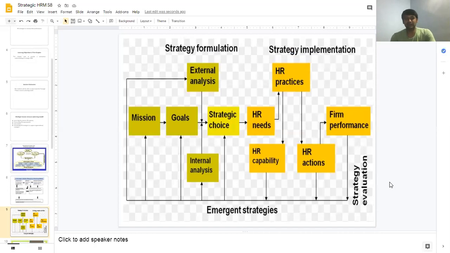In this particular slide as well, it explains in a very brief manner the different human resource management strategies. It starts with mission and goals, external analysis and internal analysis, which leads to the strategic choice and HR needs. Later, once the HR needs have been accomplished through HR practices and HR actions, as I already told you, HR practices and actions come in various departments like recruitment, selection, induction, training, development activities, compensation, performance appraisal, and different layers. We have different factors where HR practices and actions are being taken. At last, once all these strategies are going in a proper way, the firm performance will definitely be very good. Later, it will lead to different emerging strategies. It makes the overall success of an organization better.